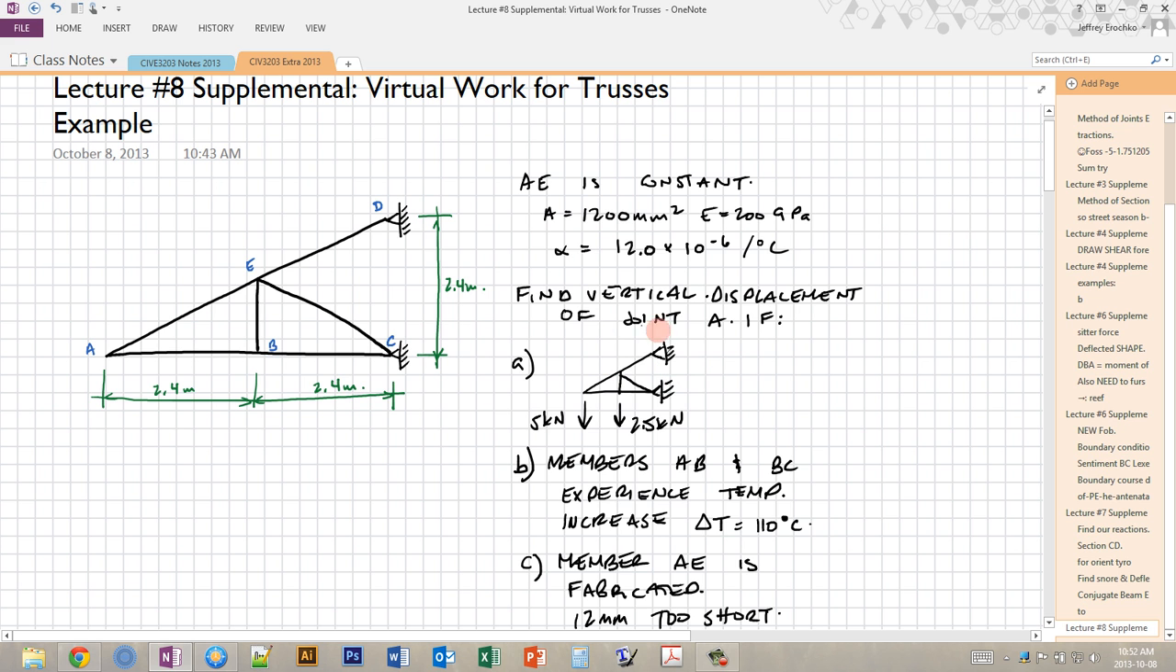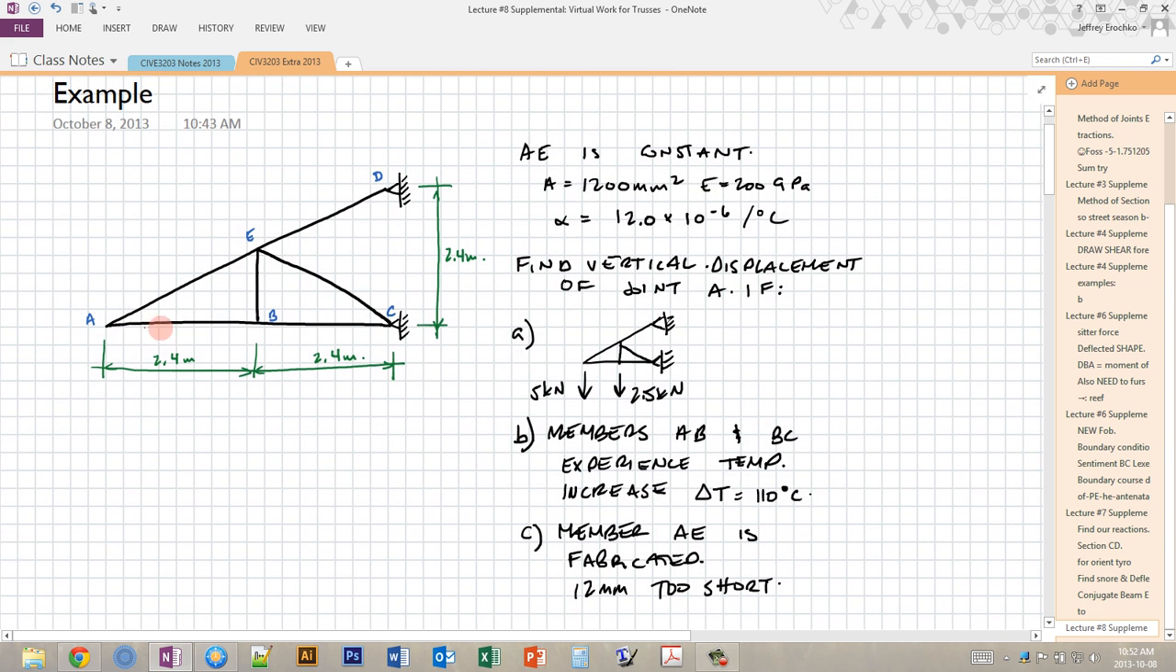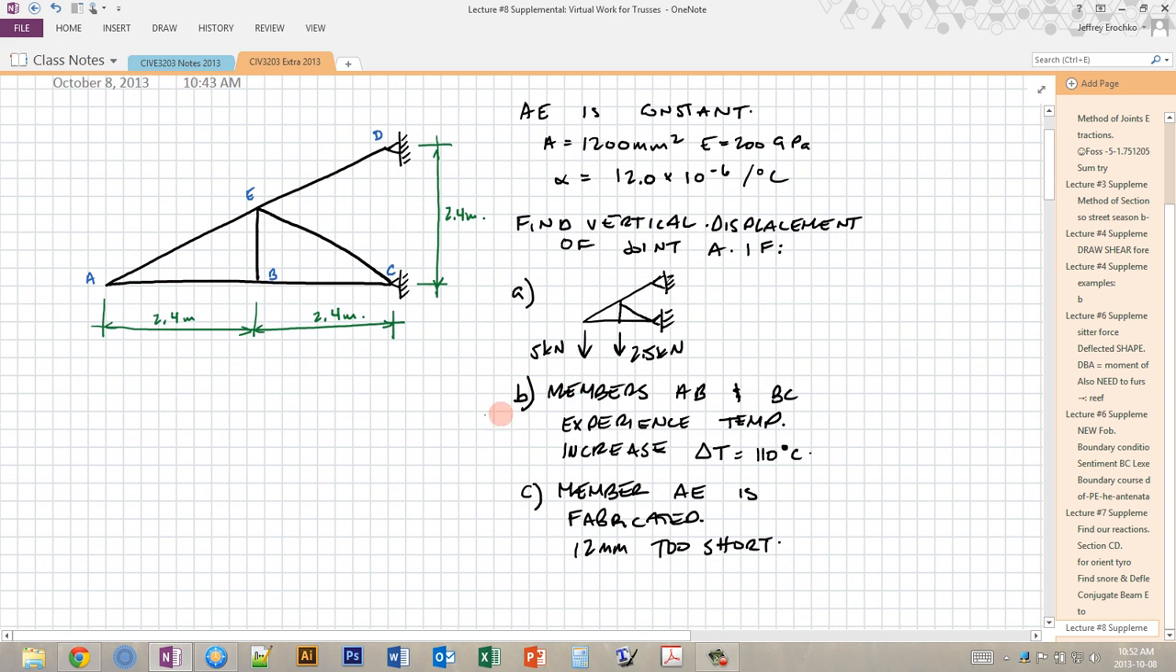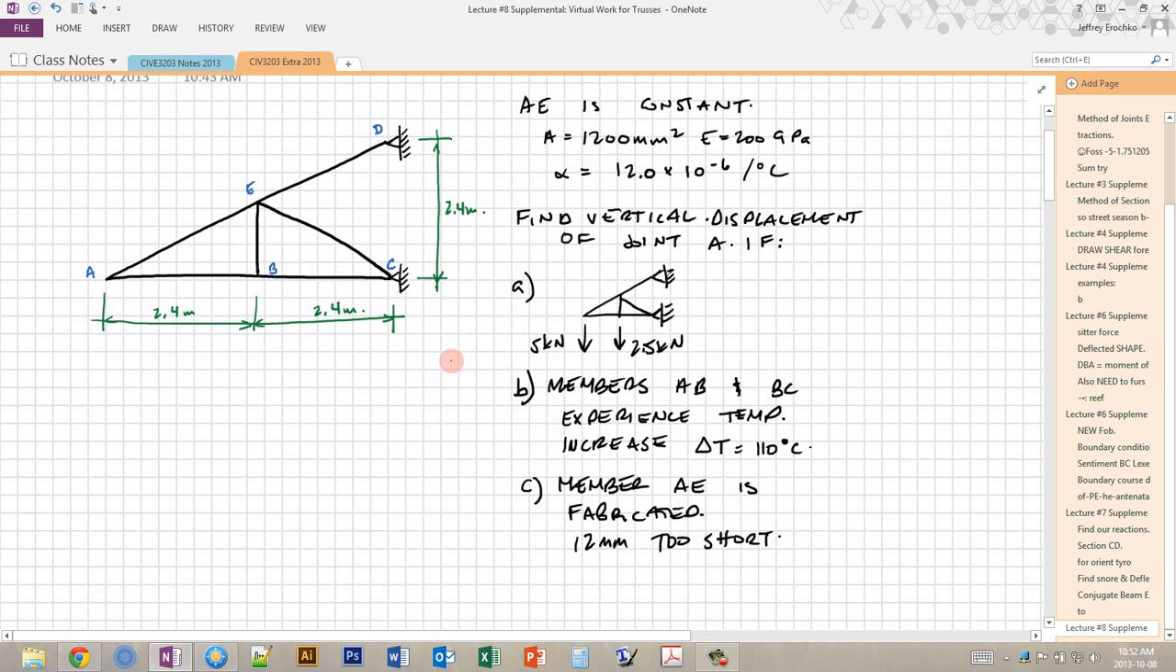As I mentioned, the first one is if we have loads on A and B. The second is if members A, B, and B, C experience a temperature increase of 110 degrees Celsius. And the last one is if this member AE was fabricated to be too short, and therefore the members have to be deformed in order to fit that truss member into the truss.